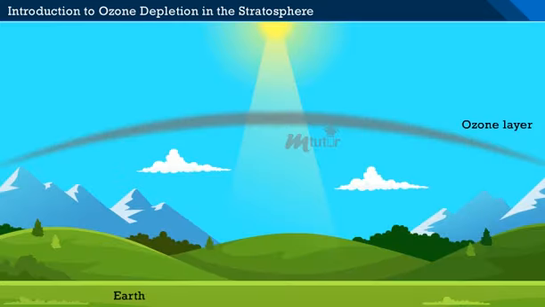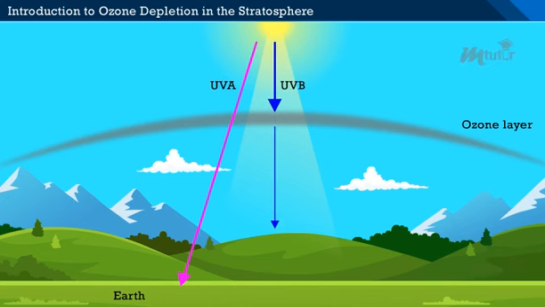UV rays are classified into subtypes, based on their wavelength from the sun. They are ultraviolet A, which has a longer wavelength and is not absorbed by the ozone layer, ultraviolet B, which has a medium wavelength and is mostly absorbed by the ozone layer, and ultraviolet C, which has a short wavelength and is completely absorbed by the ozone layer and atmosphere.